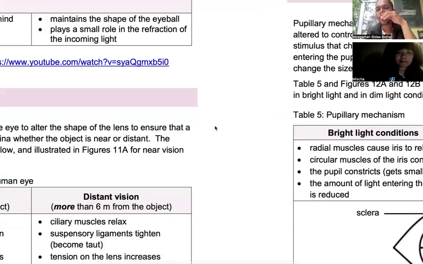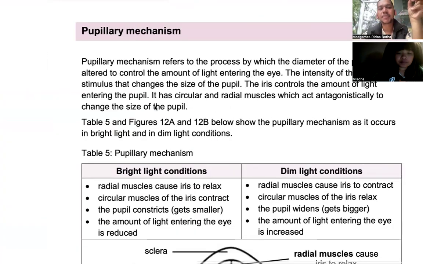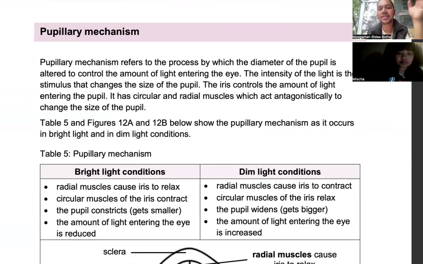Okay, now moving on to pupillary mechanism. So pupillary mechanism essentially is the process by which the diameter of the pupil is altered, to control the amount of light entering the eye. The intensity of light is the stimulus that changes the size of the pupil. So whether it is a bright light or a dim light, that will essentially change the size of the pupil.